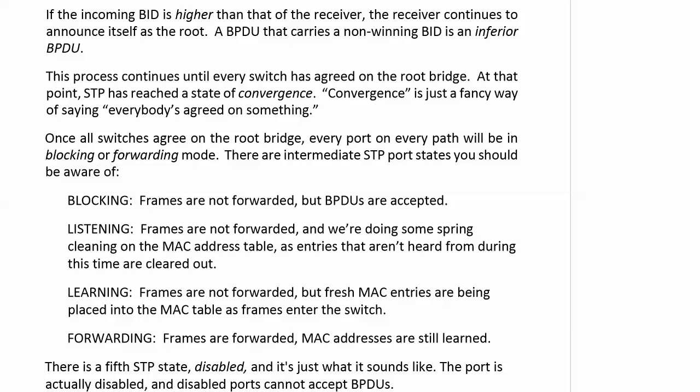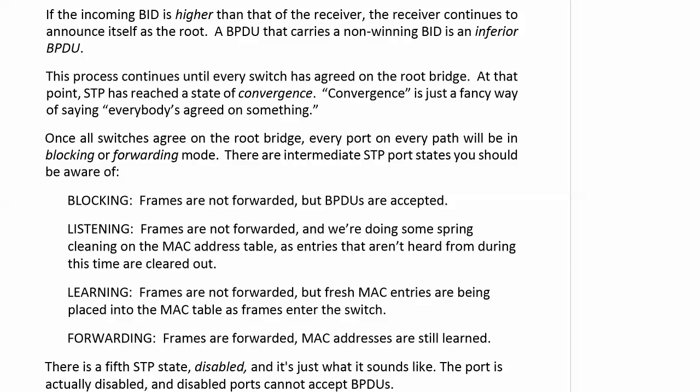They're cleared right out. Now, learning is when we're basically restocking the MAC entries, because what do we do after spring cleaning? We always go out and buy more stuff, right? We bring something else in. Well, that's what the learning state is all about. Because again, frames are not yet being forwarded, but fresh MAC entries are being placed into the MAC table as frames enter the switch. Then we've got forwarding, which is where we're trying to get. Frames are being forwarded, and of course MAC addresses are still being learned.